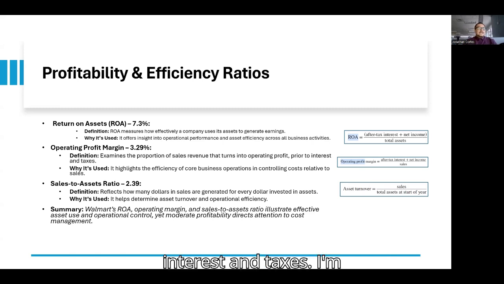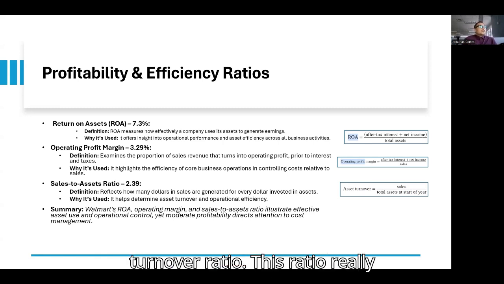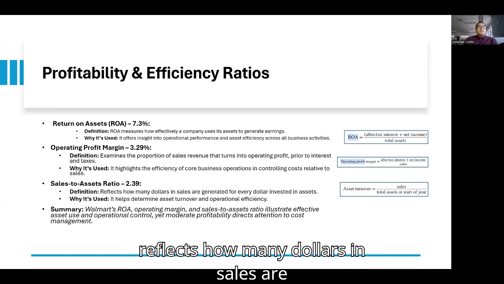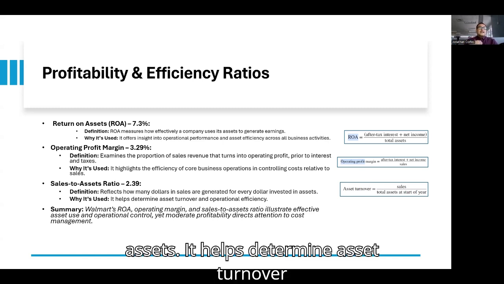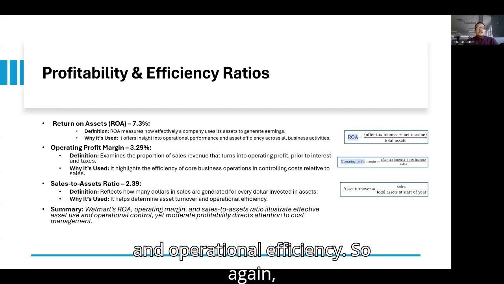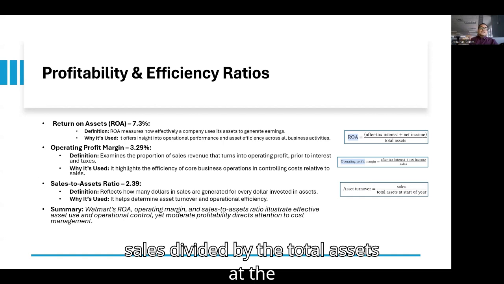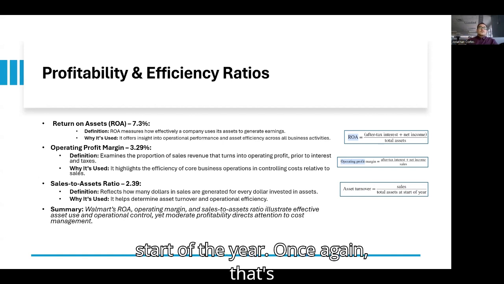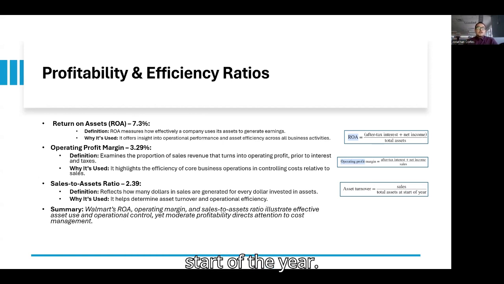before interest and taxes. Thirdly, we're going to go to the sales to assets ratio, also known as the asset turnover ratio. This ratio reflects how many dollars in sales are generated for every dollar invested in assets. It helps determine asset turnover and operational efficiency. So again, according to our textbook, we take the sales divided by the total assets at the start of the year.